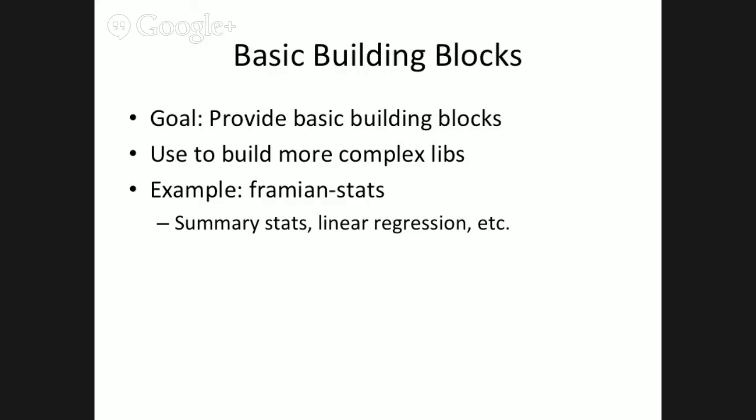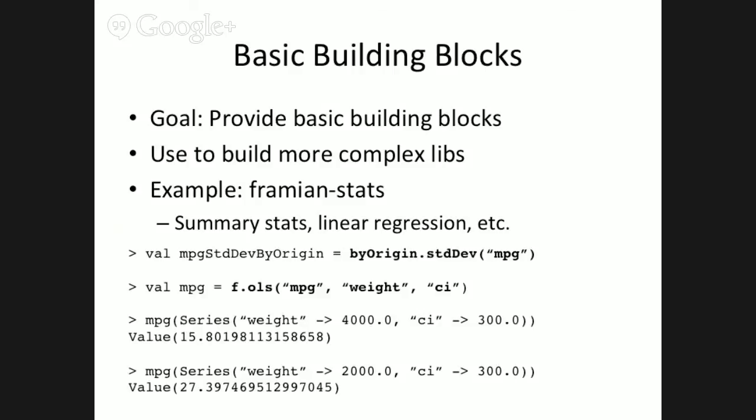So like I said, our hope is that this will be used to build more complex libraries on top. We started Framian stats to do some basic stuff. I'm going to show you that we have the one-liner, so you can just use standard deviation here. In this case, origins are frames, so we're giving the standard deviation for the column miles per gallon. Then there's a method to do ordinary least-squares regression. Miles per gallon is the dependent variable, and we can give it any number of independent ones.